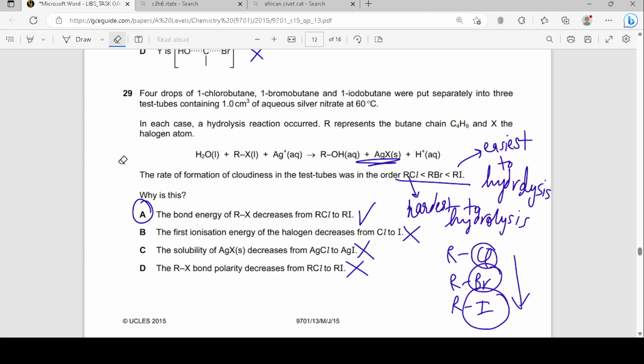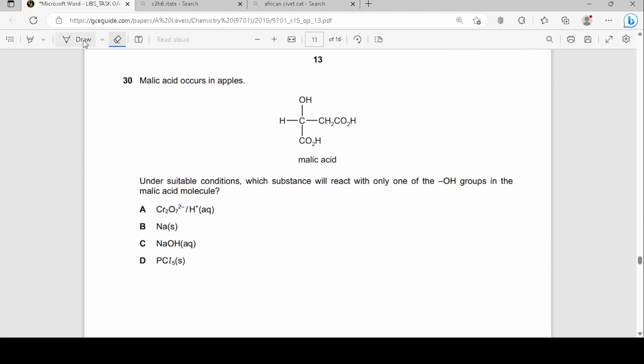All right. Next question. Malic acid occurs in apples. Under suitable conditions, which substance will react with only one of the OH groups in the malic acid molecule? So the malic acid molecule has one OH group here, another here because of COOH. That's technically an OH group, I suppose. So COOH, and then you have another OH group here, right? So it only reacts with one of them. So this one, Cr2O7 2- and H+.